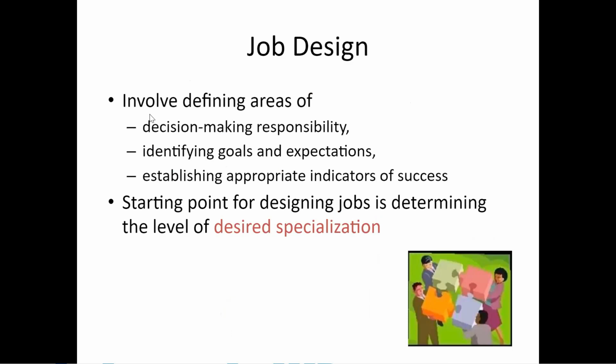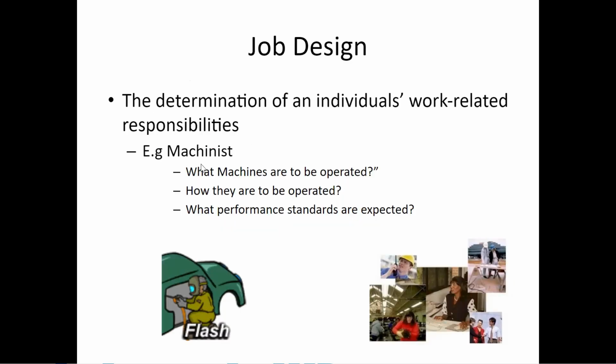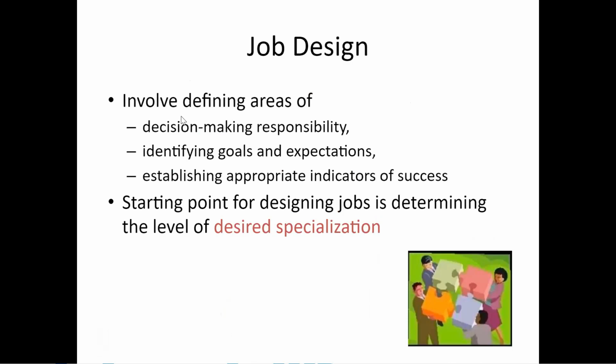Right. So now, job designing involves defining areas of decision making responsibilities. That is, decision making responsibility simply known as authority. Goals and expectations. What are the goals given? What are the expectations? What level of expectations? Right. From each job. Establishing appropriate indicators of success. That is basically how you determine whether the job is successful, once, for example, the job is completed, how you determine that.